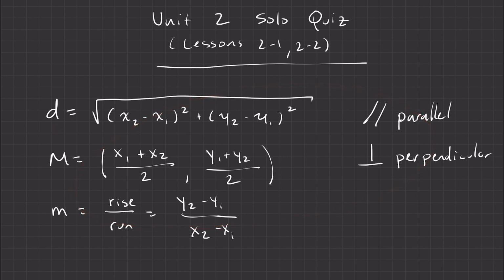We have the distance formula. The distance formula says that it is equal to the square root of x2 minus x1, the quantity squared, plus y2 minus y1, the quantity squared.